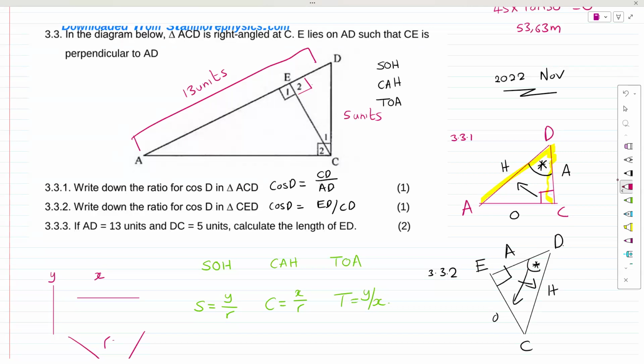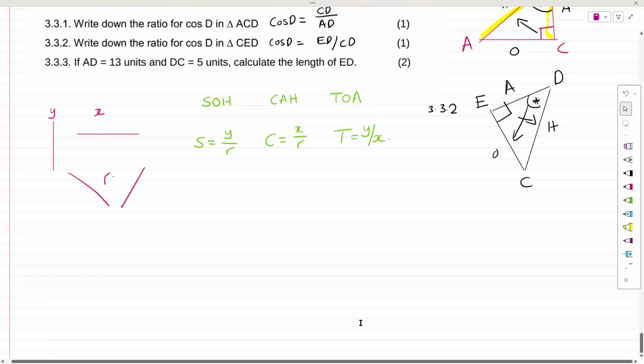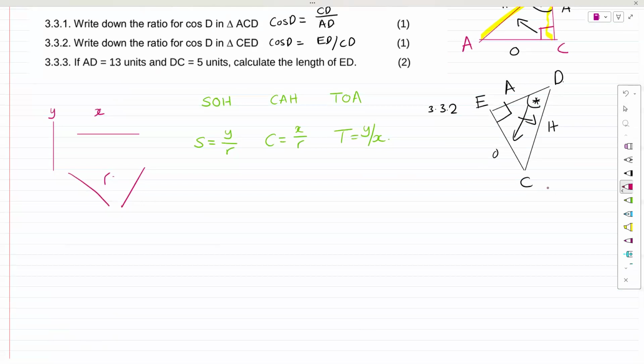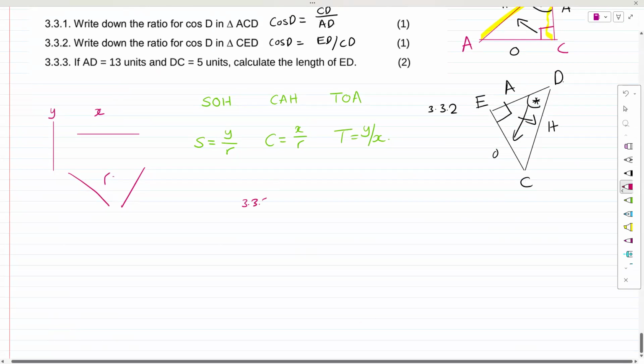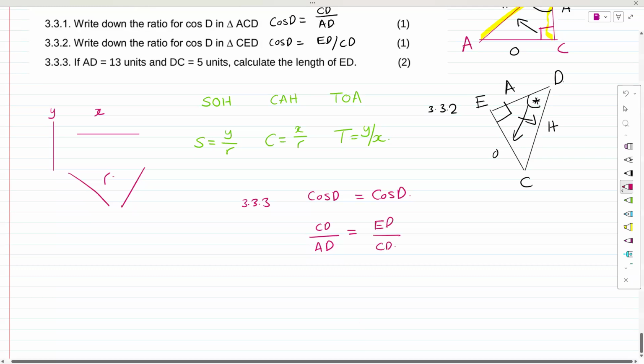Now, this question might be a little bit difficult, maybe not, but we can solve it because of what they told us. If you look at it, we calculated cos D for both of these triangles. So cos D equals cos D. Now we know cos D is equal to CD over AD, in terms of the first triangle, which equals ED over CD, which is the second.